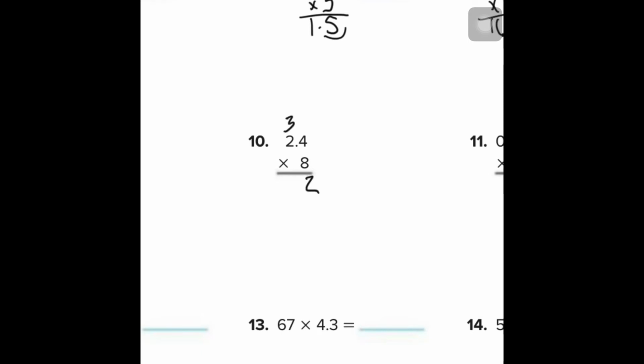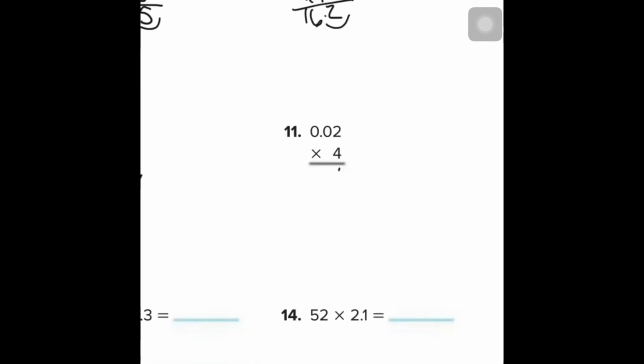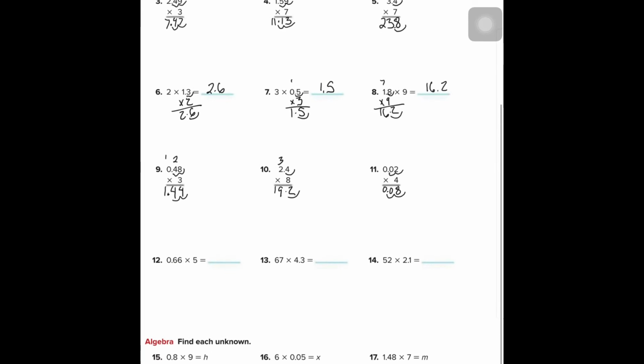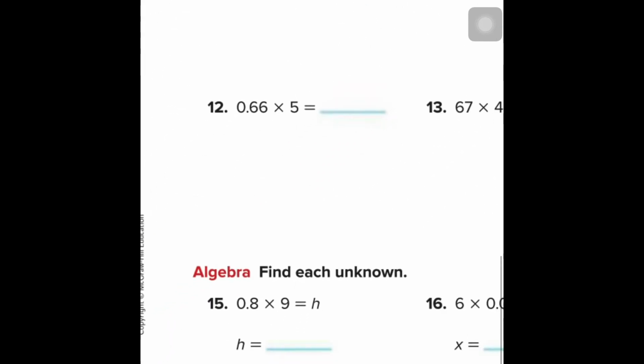4 times 8 is 32. 8 times 2 is 16, 17, 18, 19. 1 spot over, 19.2. 4 times 2 is 8. 4 times 0 is 0. 4 times 0 is 0. And we're going to move it over 2 decimal spots. So our answer is going to be 0.08.